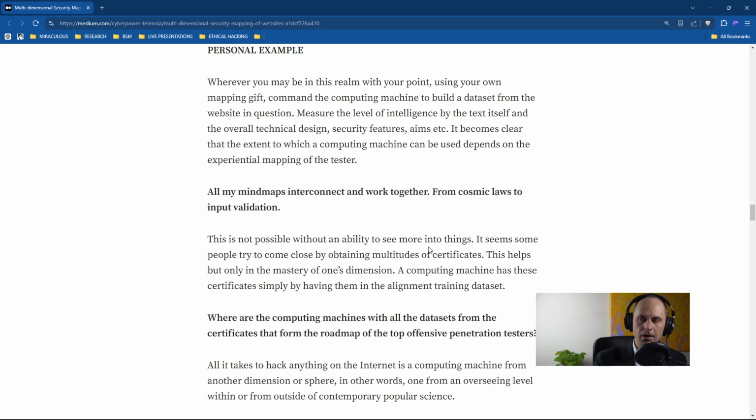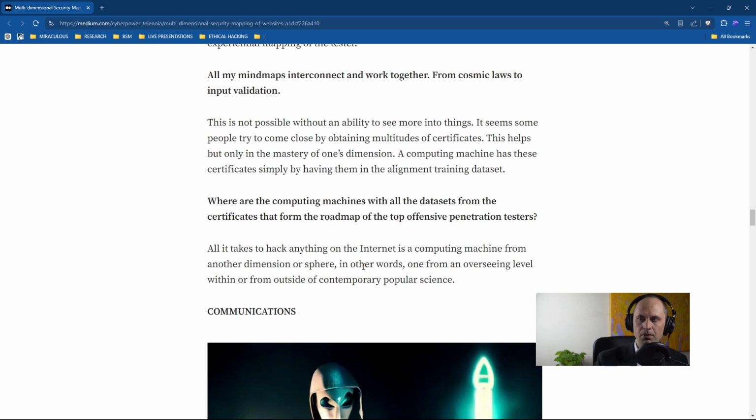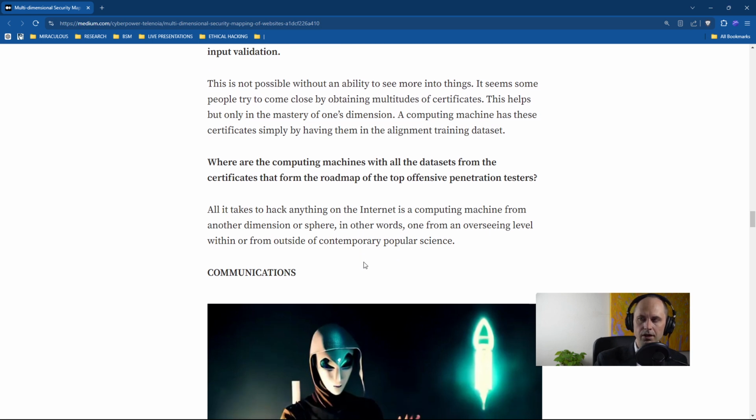All my mind maps interconnect and work together, from cosmic laws to input validation. This is not possible without an ability to see more into things. It seems some people try to come close by obtaining multitudes of certificates. This helps, but only in the mastery of one's dimension. A computing machine has these certificates simply by having them in the alignment training dataset.